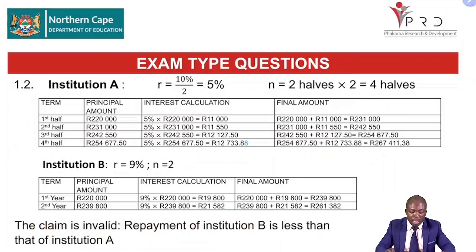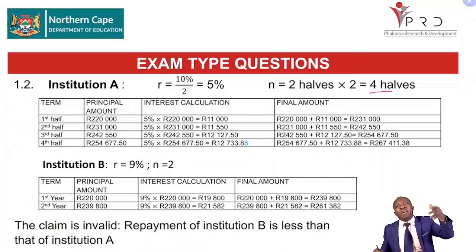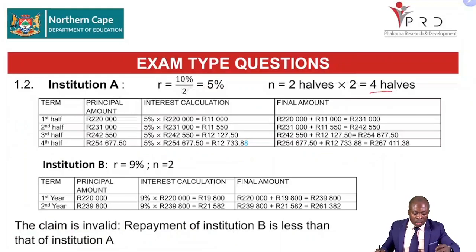Now I've done for you again. Institution A, can you see that we are on 10% divided by 2? Why? Because institution A, the interest rate is compounded half yearly. Then the time, we are going to say 2 halves times 2 years, which is going to give us 4. Meaning the 4 halves means we have to do 4 calculations. That's why you see in the table here, there's calculation number 1, which is the first half year, second, third, and fourth. Look at all the calculations.